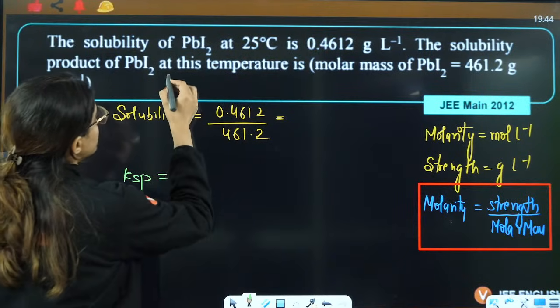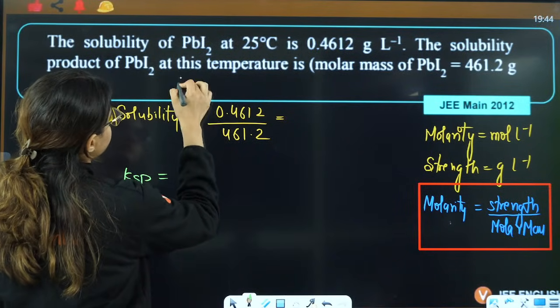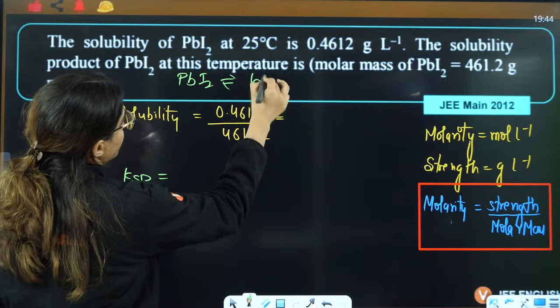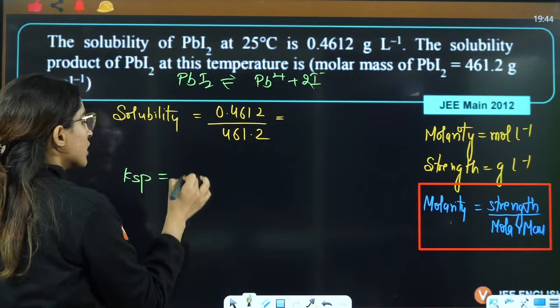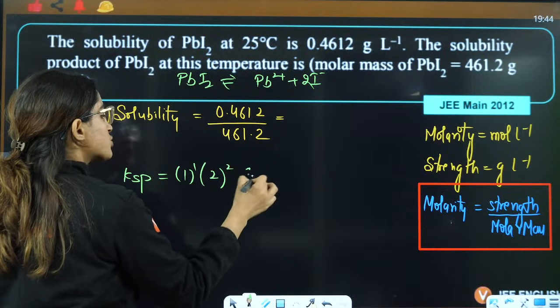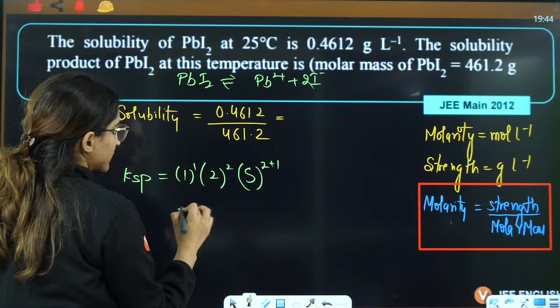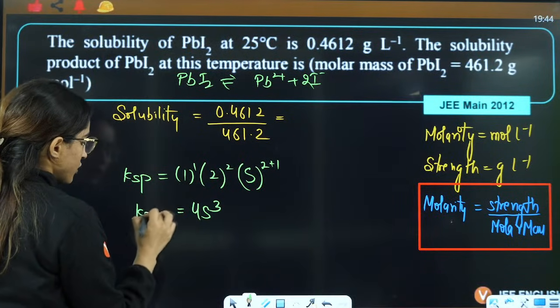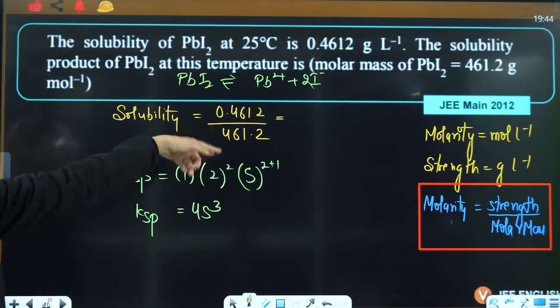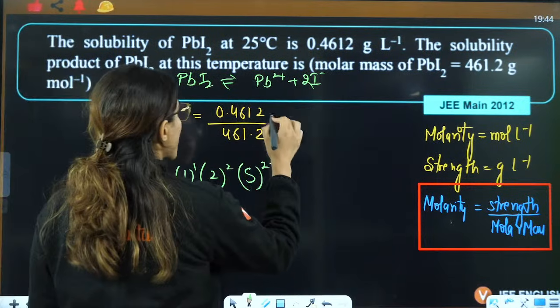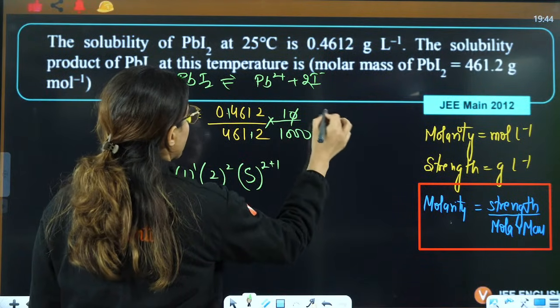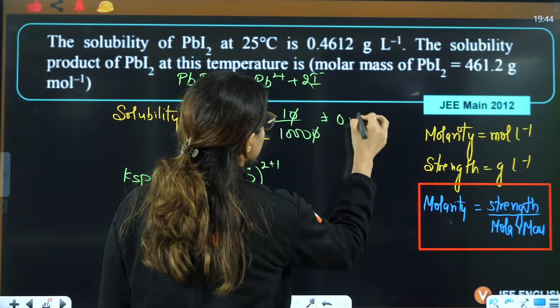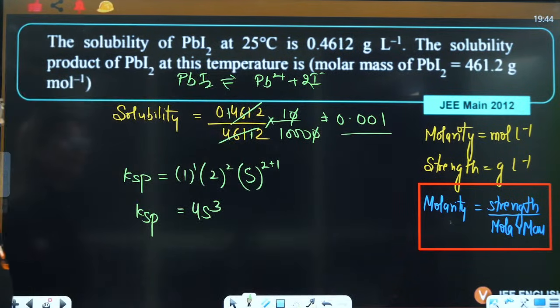Ksp: if you see, PbI2 gives rise to Pb2+ plus 2I-. So it will be 1 raised to power 1, 2 raised to power 2, solubility raised to power 2 plus 1, that is 4s cubed. This s is solubility, you can solve this. When you solve this, the powers of 10 will cancel, so it will become 0.001. Then put this value and you will get your answer here.